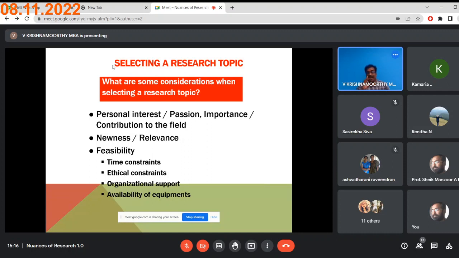Feasibility in the sense of time constraints. For example, we should have some kind of deadlines. Let's take MBA, which means only 6 months. We will have only 6 months to complete the project. So within 6 months, we have to complete the entire research. Accordingly, the topic should have newness. At the same time, we should consider the time constraint plus ethical constraint plus organization support.